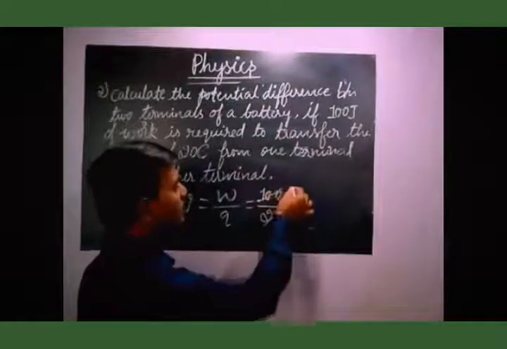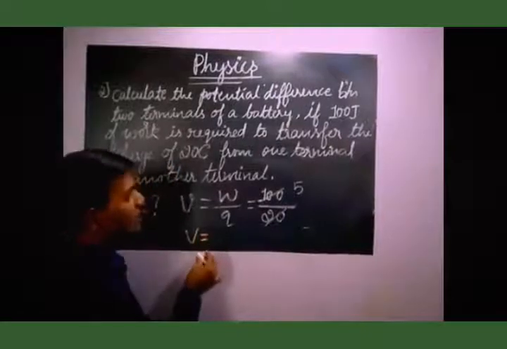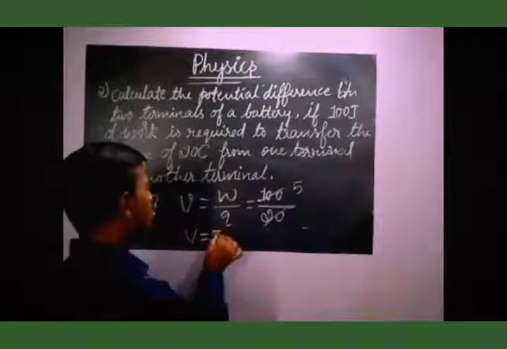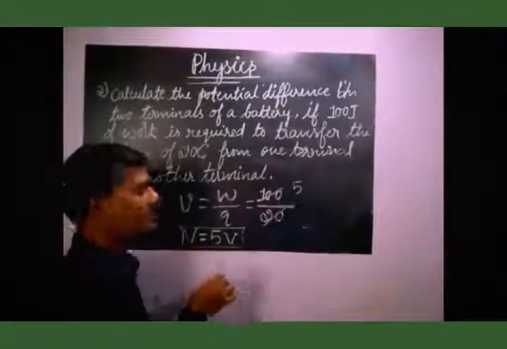5 times 20 is 100. Therefore the potential difference is 5 volt.